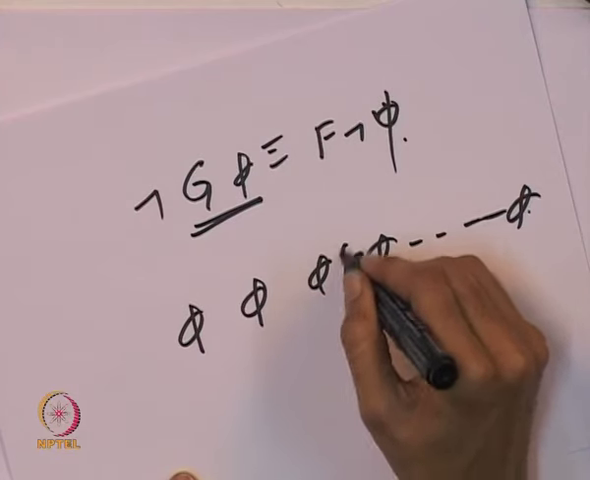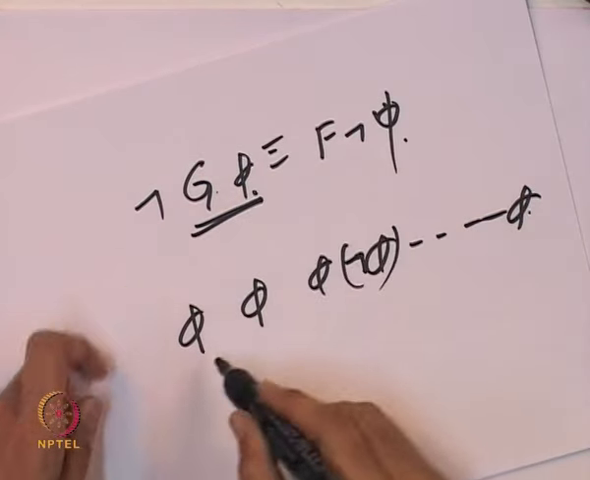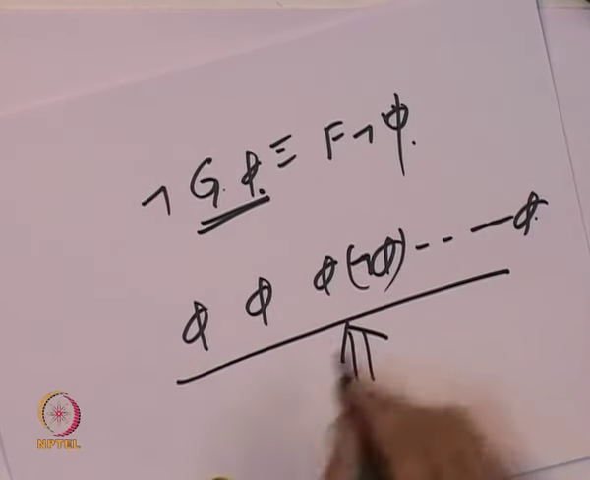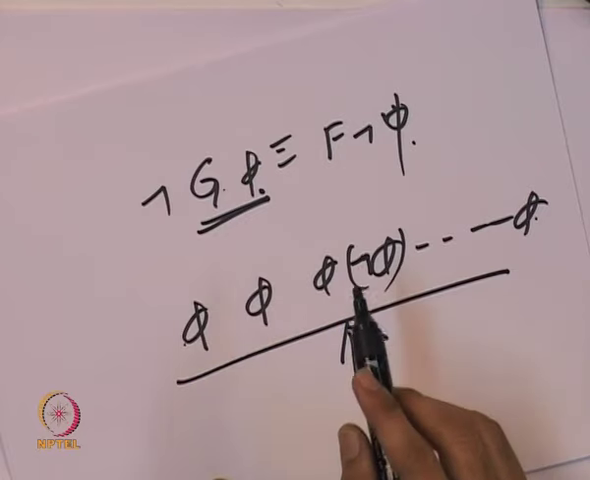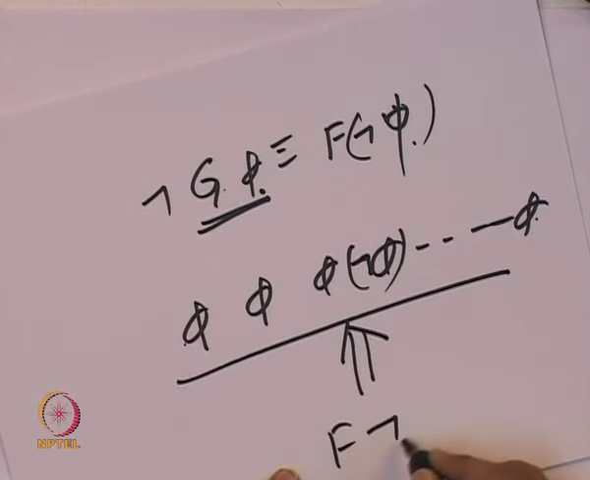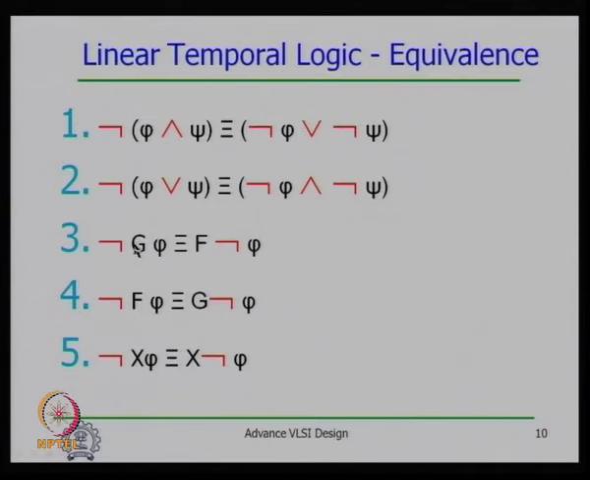So, if I have negation of phi here, in that case the negation of G of phi holds good. Now this is the trace of negation of phi. In this, what I can say is that somewhere in the future, at least in one of the states, negation of phi holds good. That means I can write this formula as F of negation of phi. So that gives you the logical equivalence: negation of G of phi is equivalent to F of negation of phi. This way you can write it the other way around as negation of F of phi as G of negation of phi.